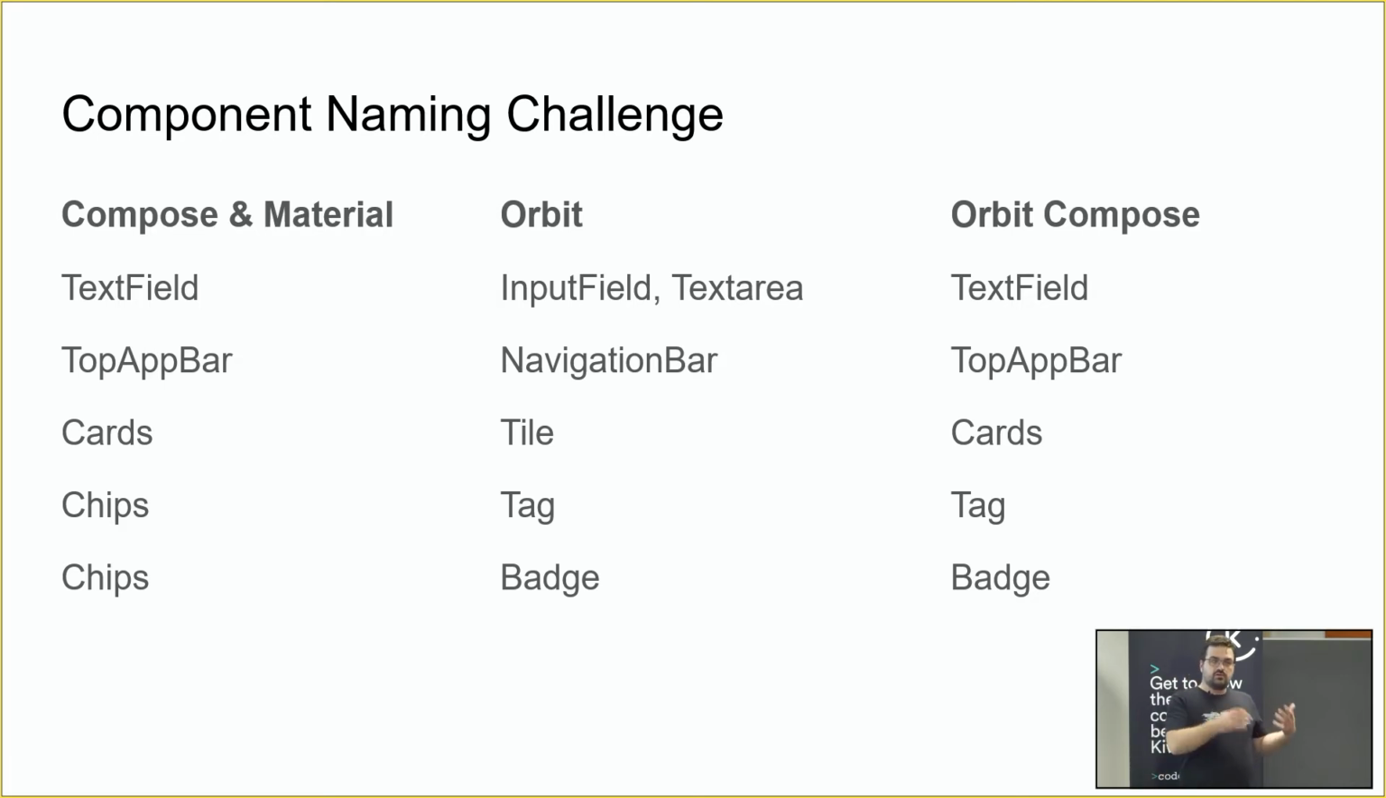But also, Android may have a single component for multiple purposes. This is the example of chips. And in Orbit Design System, we have multiple components here, so we are keeping the name from Orbit Design System.